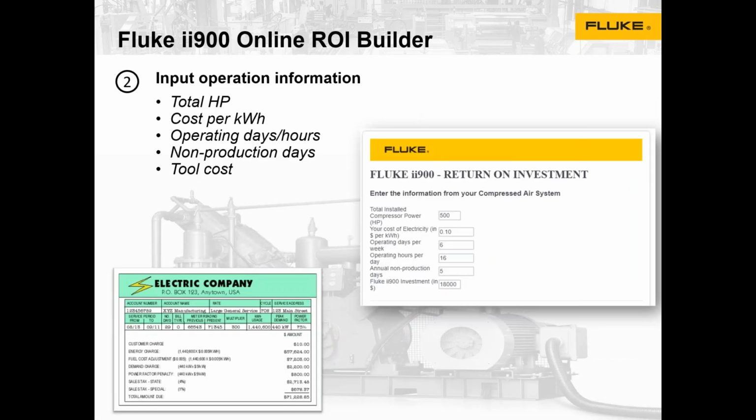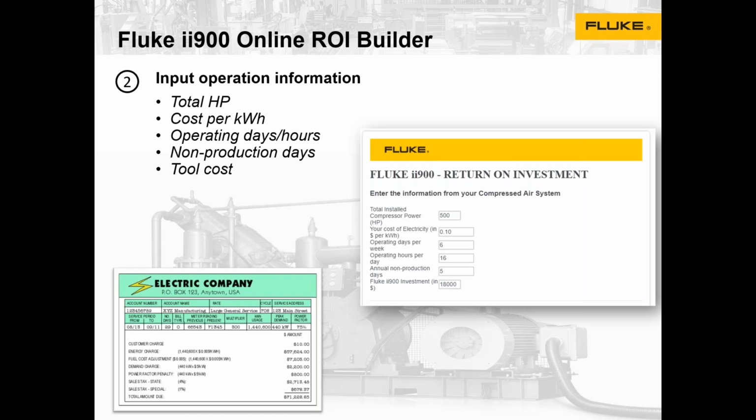And then the next thing that you input is some of the operation information. Now this will be specific to your facility, your site. You're going to enter in the total installed compressor power. So that's not just your biggest compressor or a single compressor. You can go ahead here and input the total horsepower for all of the air compressors in your facility.